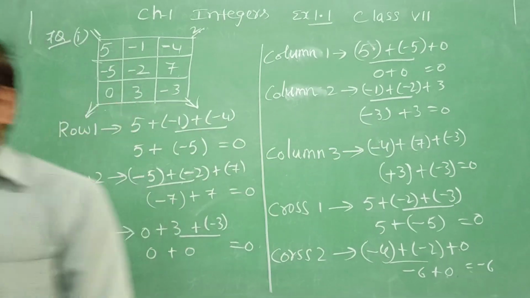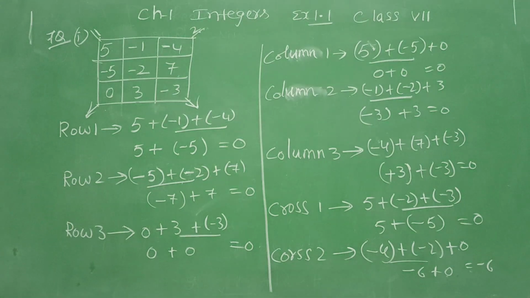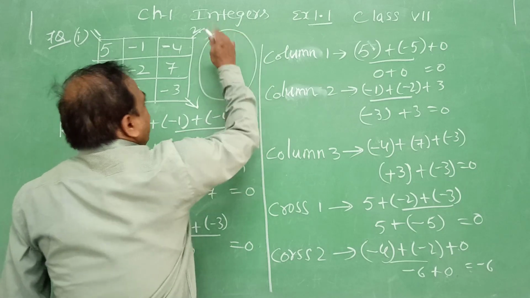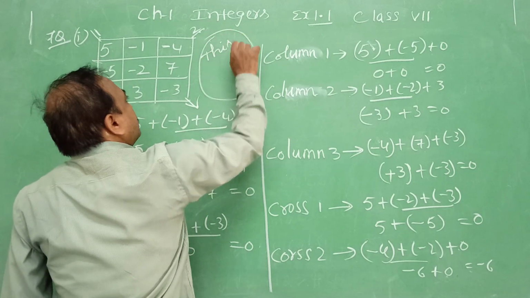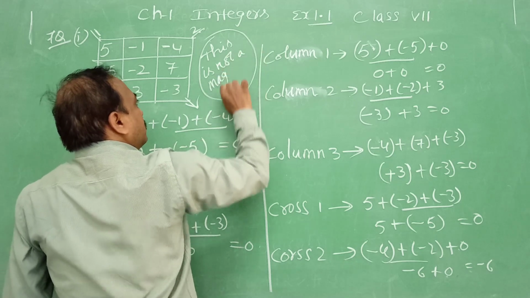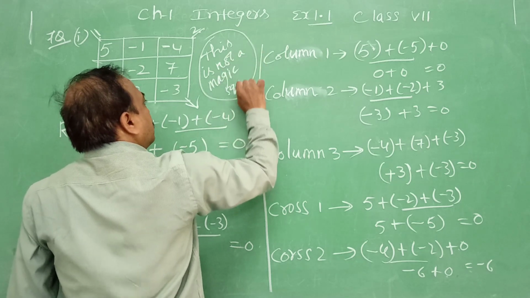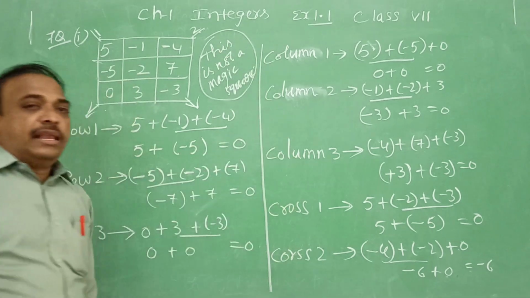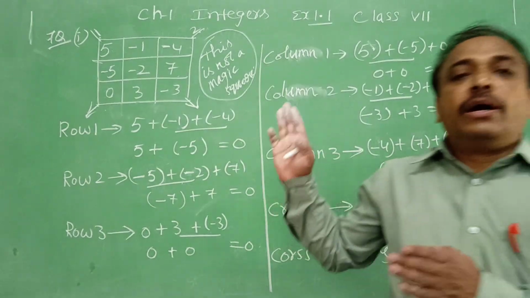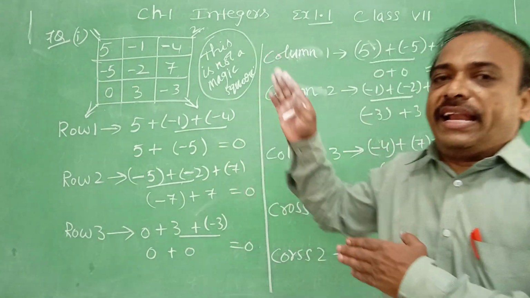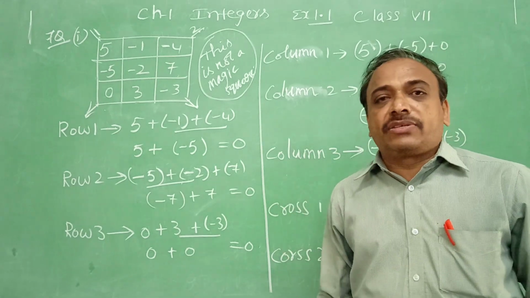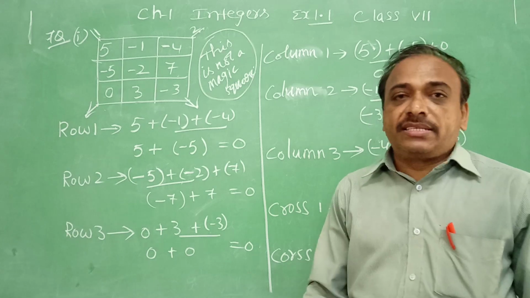Therefore the given thing is not a magic square. Like this you have to verify the second one also by adding rows, columns and diagonally, that is cross. If you get the same answer, then it is a magic square. If not, it's not a magic square.